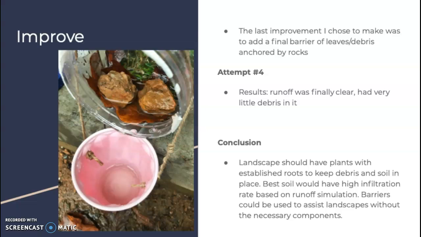And the last improvement that I chose to make was to add a final barrier of those leaves and debris and have it anchored by rocks. So as you can see, my runoff was finally clear. There were just a couple specks of debris in there.